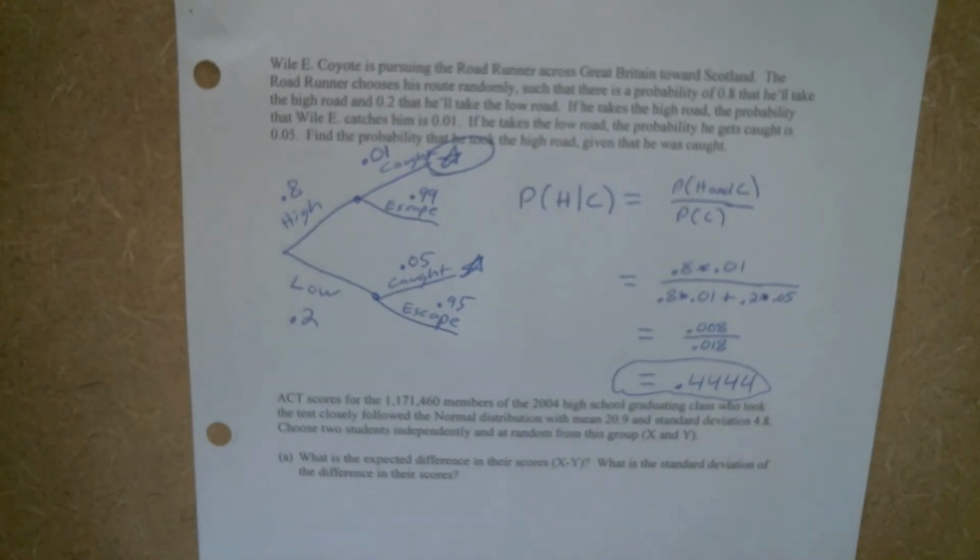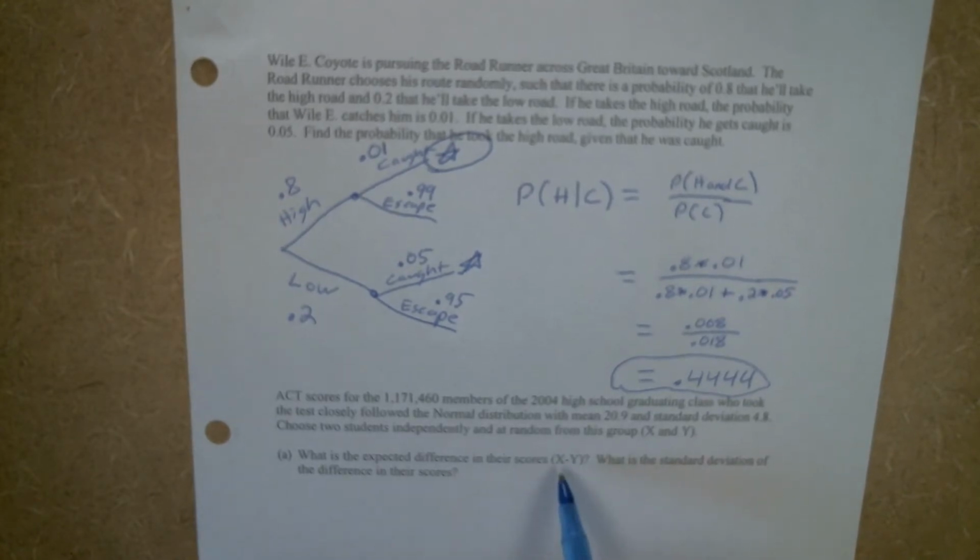ACT scores for about 1 million high school graduates followed a normal distribution with a mean of 20.9 and a standard deviation of 4.8. Choose two students independently and at random from this group, X and Y. What are the expected differences in their scores? What is the standard deviation of the difference in their scores?